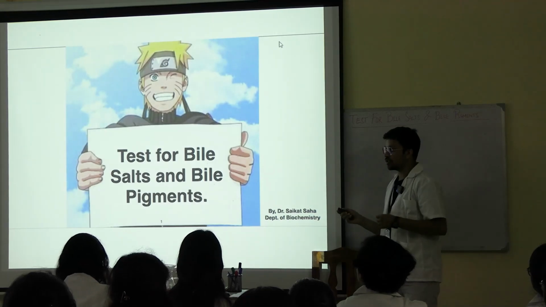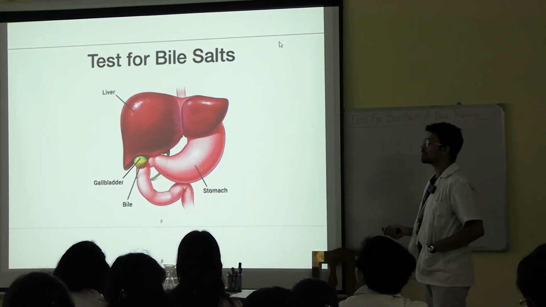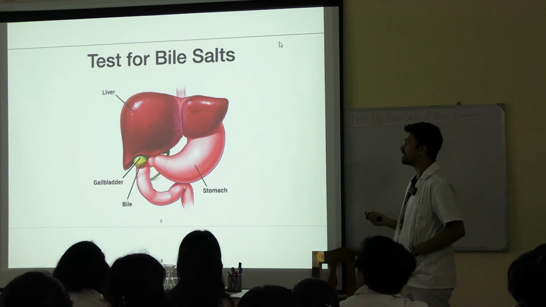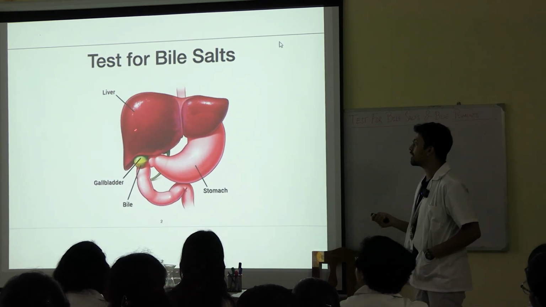Now I'll start with the bile salts first. Now this is the organ, how it looks. Anatomy of the organ has not been covered yet. So this is our liver. This is how it looks. This is the left lobe of the liver, right lobe of the liver.